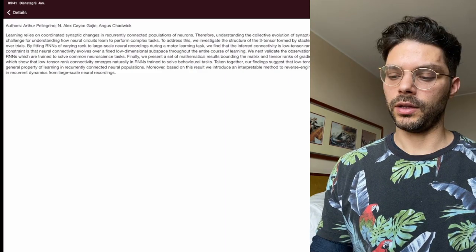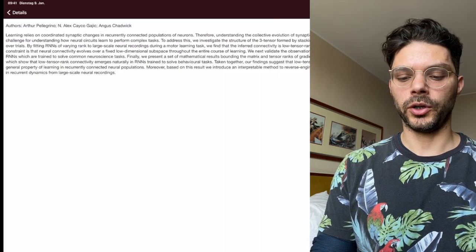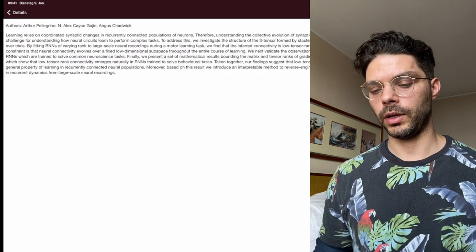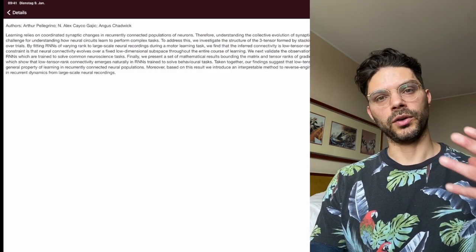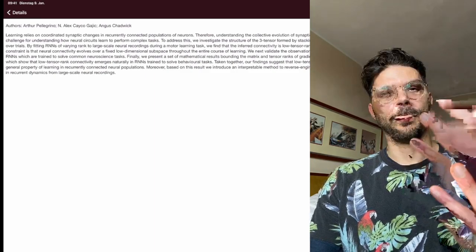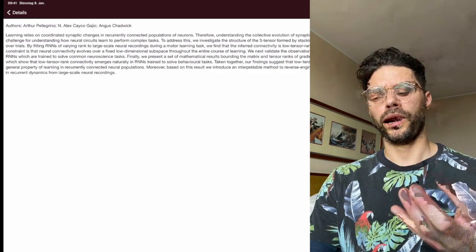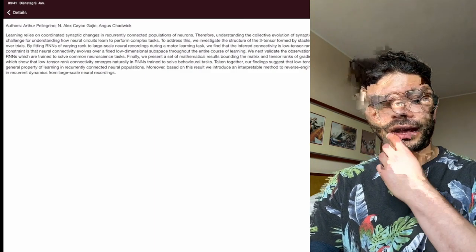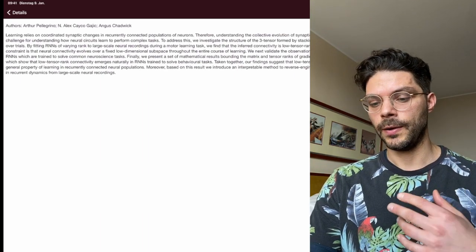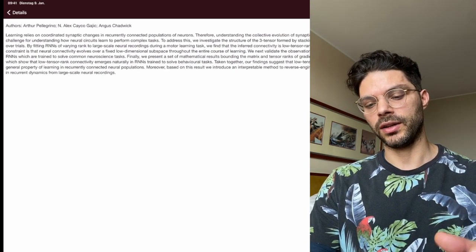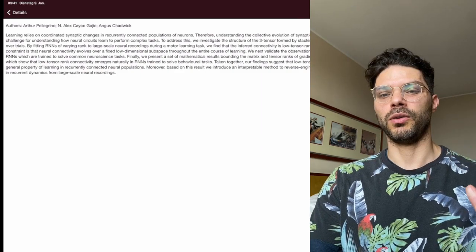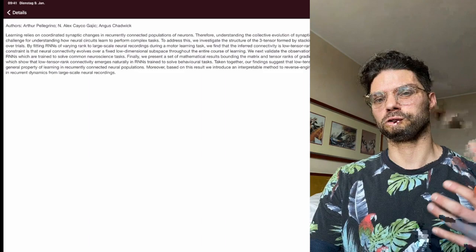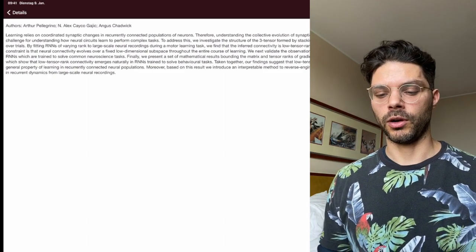Taken together, our findings suggest that low tensor rank connectivity is a general property of learning in recurrently connected neural populations. So that's really cool. That's become very useful to lots of folks because, as I've been saying, the big theme is training RNNs to perform various tasks, and then you want to look at what connectivity is learned, maybe to interpret it and to understand it. And these guys have shown that the connectivity you learn is going to have this really useful low tensor rank property, which will make it much easier to interpret.